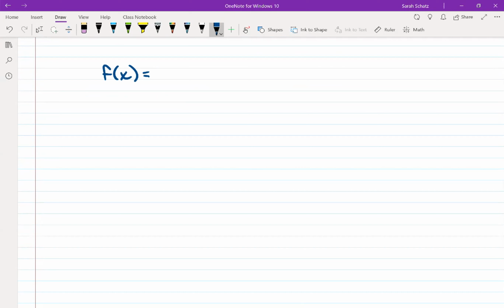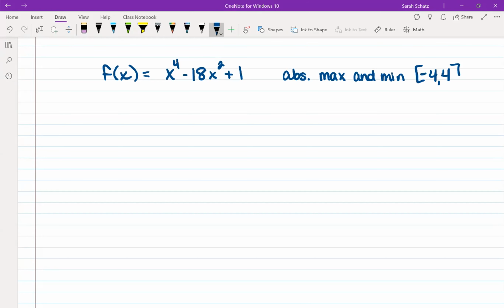What we do have is f of x equals x to the fourth minus 18x squared plus 1. Here's our function. And I want to find the absolute max and min on the interval from -4 to +4. Remember, every time you have an interval, it is x values. So you know this means from x equals -4 to x equals +4.